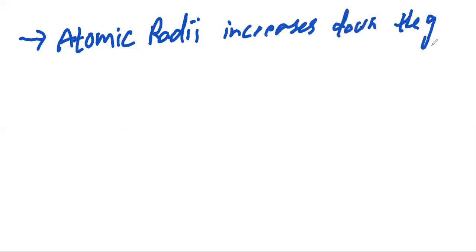As we have discussed, the atomic radii of S block elements increase down the group. Similarly, atomic radii in P block also increase down the group. This is a trend you have to remember for the MCQs. In all P block elements, atomic radii increase when we go down the group.